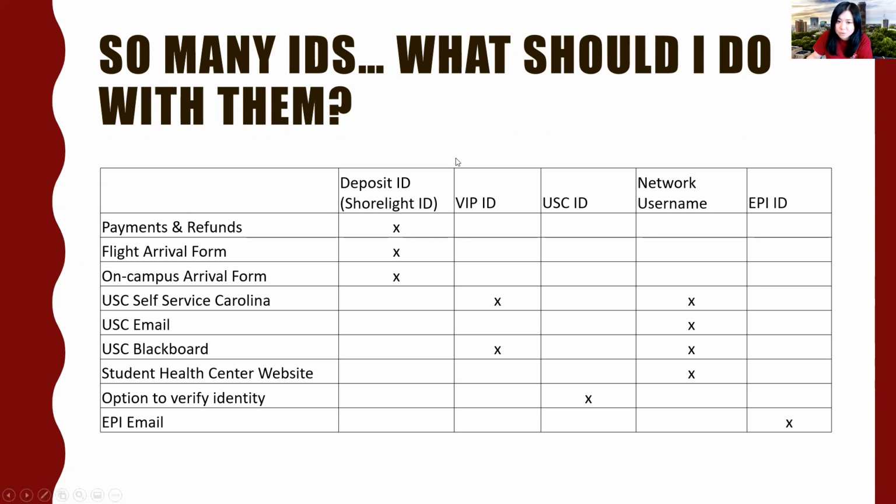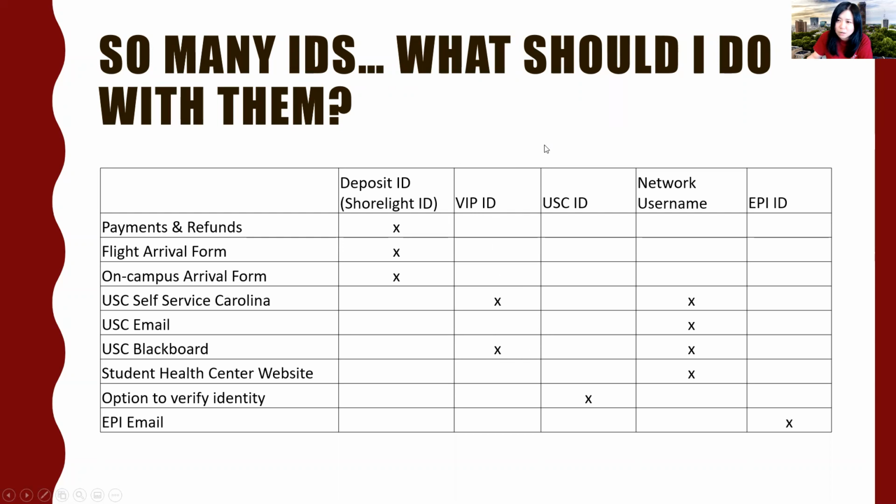Now, once you get to USC, you have 4 different types of IDs, and let me explain the differences to you. You will have a type of ID called VIP ID. Now, VIP ID is a series of numbers that starts with 20, most likely, and you will use that to log into your Self-Service Carolina or log into your USC Blackboard.